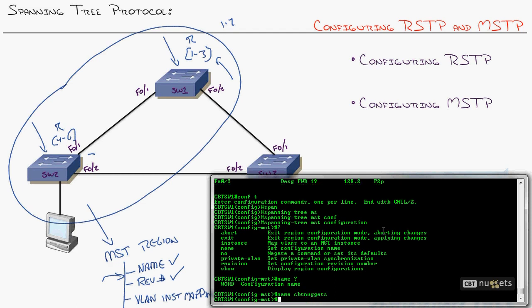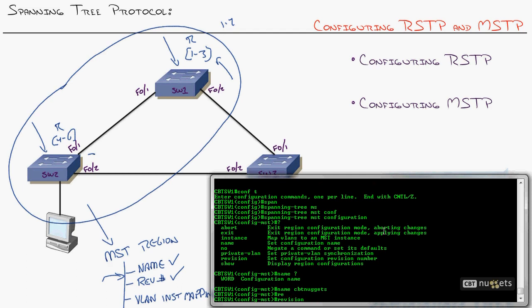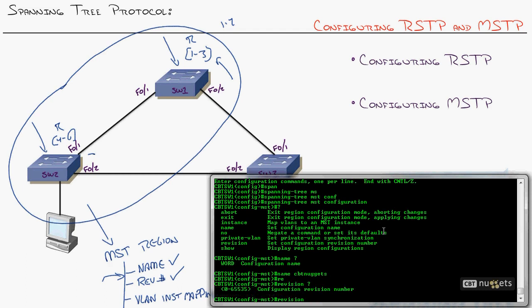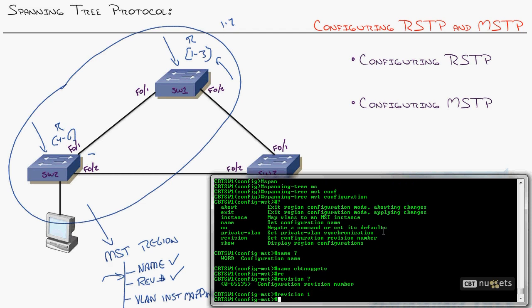So all the other switches that are going to be in the same region have to have that same name. I'll do revision number, and you can enter any number you want. I always put 1. That's just because I do. You could put 0, you could put 65,535. It's just a number. It just has to be the same between all of them. Some people even leave that off and it defaults to 0, so it's one less thing to worry about. I like typing it just so I can see it in the configuration.